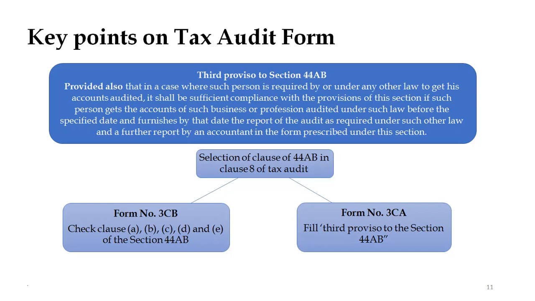ओके, so in that case the only relevant option is you are doing the audit in accordance with the third proviso to section 44AB. In that case you are not required to check कि आप clause A B C D E में audit कर रहे हैं, नहीं. In that case you are doing the audit under the third proviso because किसी और act में audit हो चुकी है. Now you are only furnishing a report under form 3CA. So in that case, you will not select clause A B C D E. You have to select the third proviso to section 44AB.